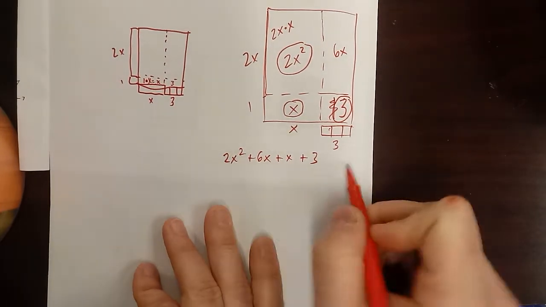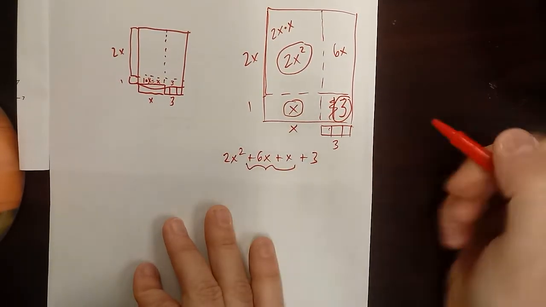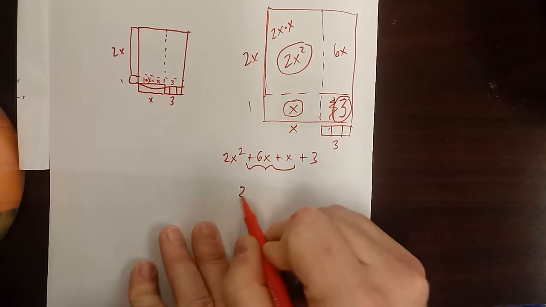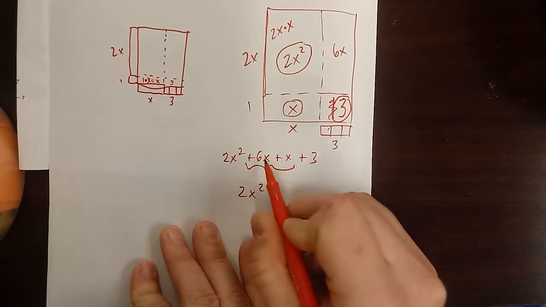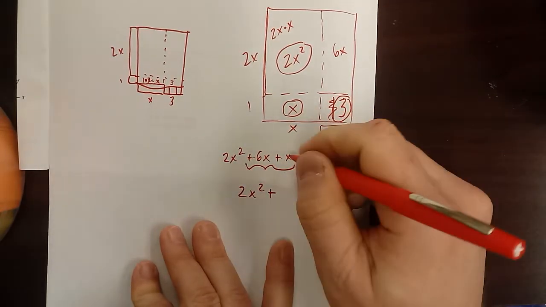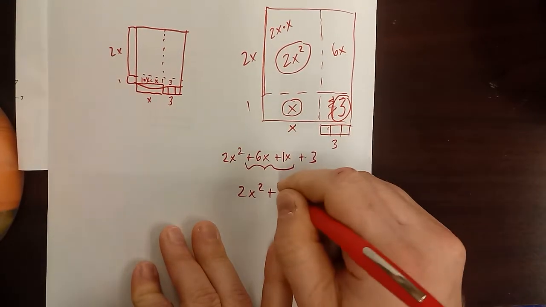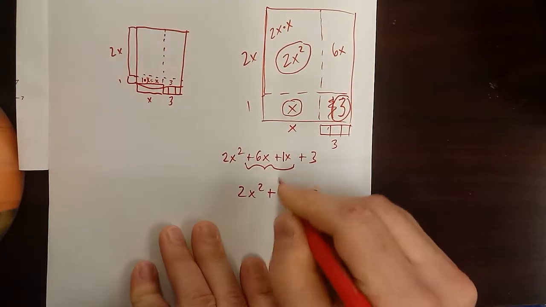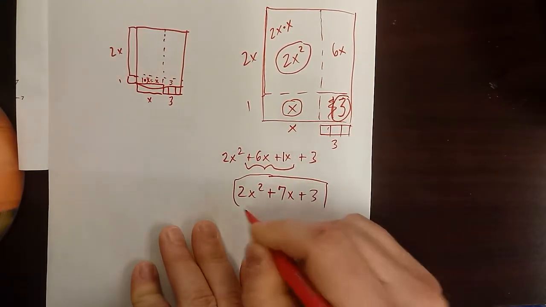Hey now, we've got some like terms there. These two are like terms. So I'm going to say this is 2x squared plus 6 plus blank. Oh, no, careful, that's a 1. 7x plus 3. So I could say this is my total area.